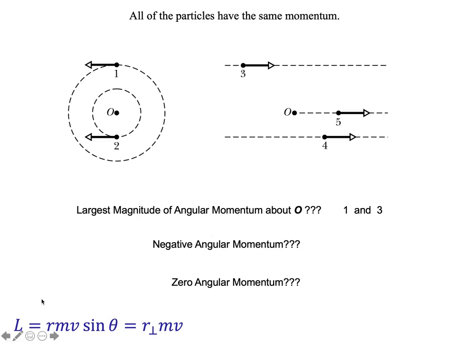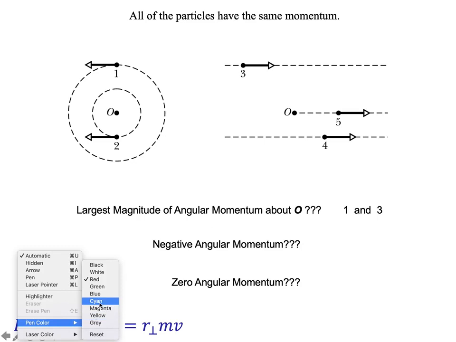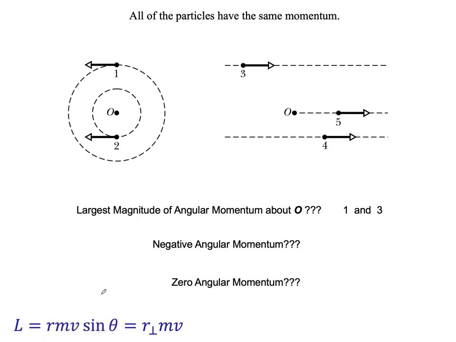Why? Oops, I realized I don't think I have my pen turned on. Why? It's because of the perpendicular distance between point O and those objects. So again, if you look at this one here and I follow along the velocity vector, here is my perpendicular distance, not quite right. There's our perpendicular for that one. And for 1, you have that same perpendicular distance over here. So they actually tie for largest magnitude.